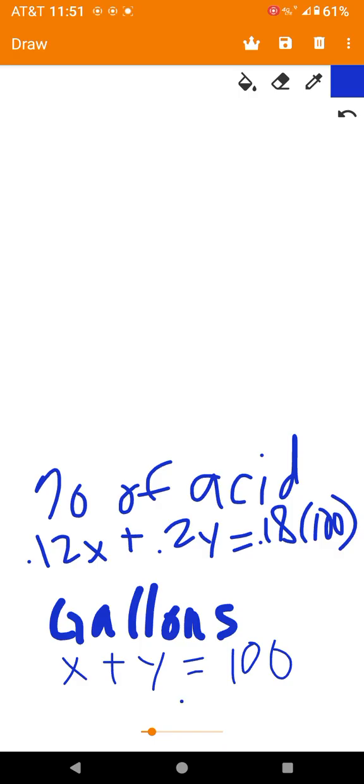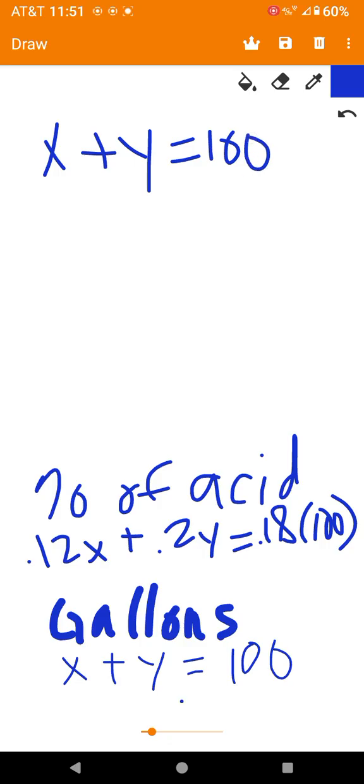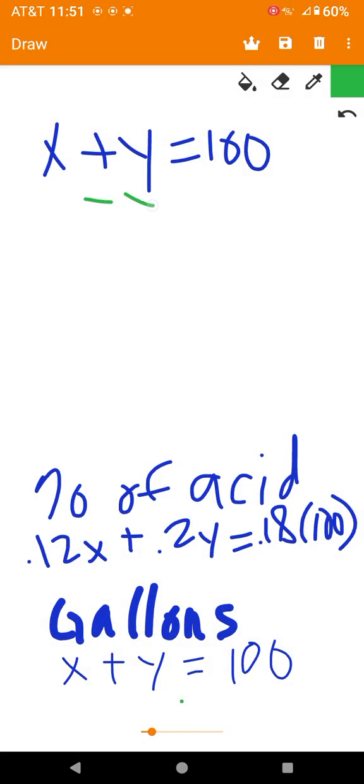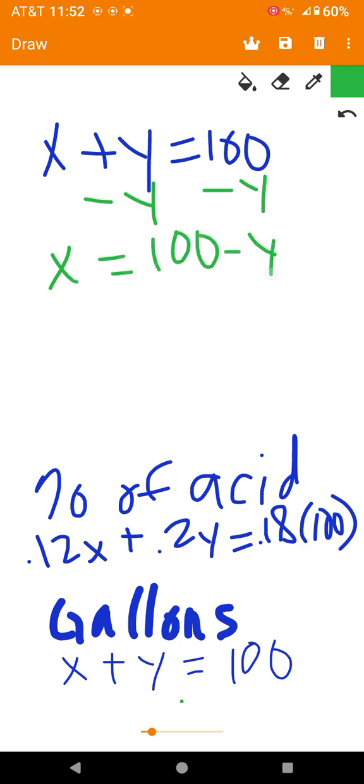Okay, so now we can do our system of equations. We have to change one of these, of course, so we can change this one. That'll be the easiest. X plus Y equals 100. We'll solve for X this time, just so you can see you can do either one. Subtract Y on both sides. So X equals 100 minus Y. So instead of this, we'll write X equals 100 minus Y.